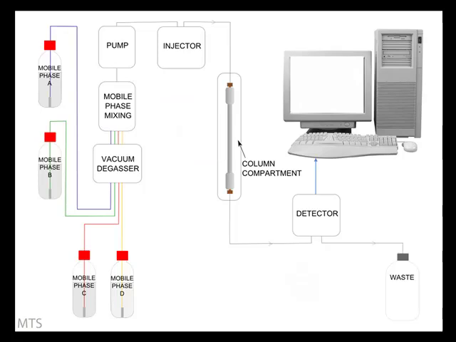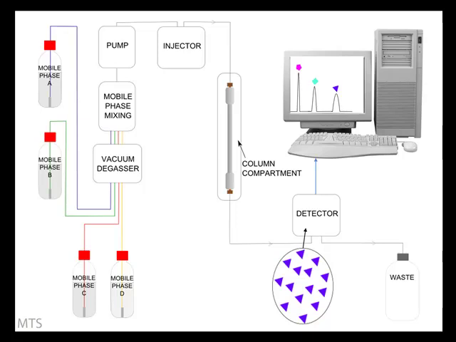The pink components leave the column first, and on passing through the detector, a peak is observed on the processor. Then the green component passes through the detector, resulting in another peak. And finally, the blue component passes through and has a corresponding peak. This plot of the separated peaks is referred to as a chromatogram.